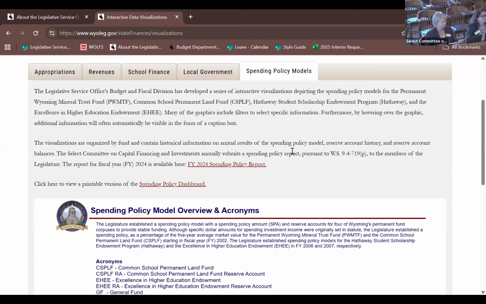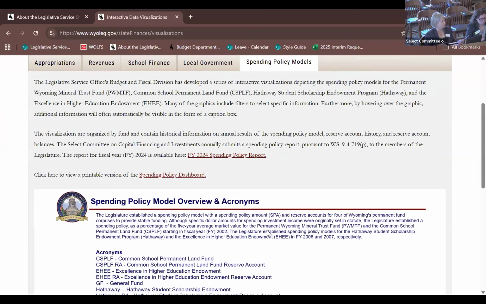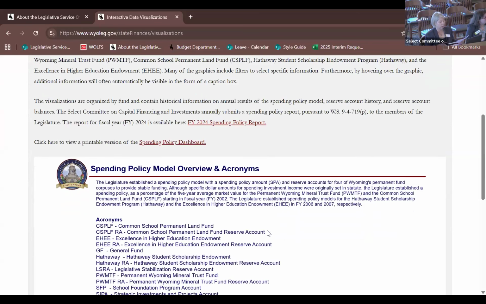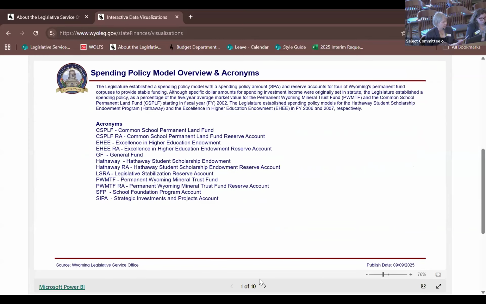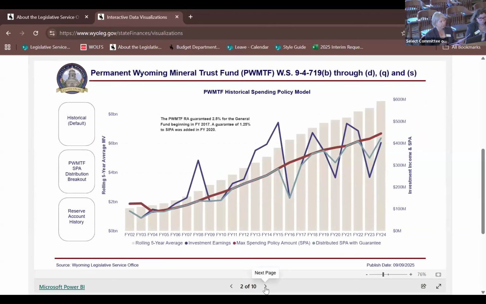I do want to point out that the spending policy report that this committee provided last year to the legislature before convening is linked in there as a resource for you. From that point on, it's an introduction and then acronyms for all the funds that are involved in this information. Okay, so from this point on, there are 10 slides across the bottom that you can scroll through. Starting on slide 2, it's organized by fund. So we're starting on the PWMTF, okay?